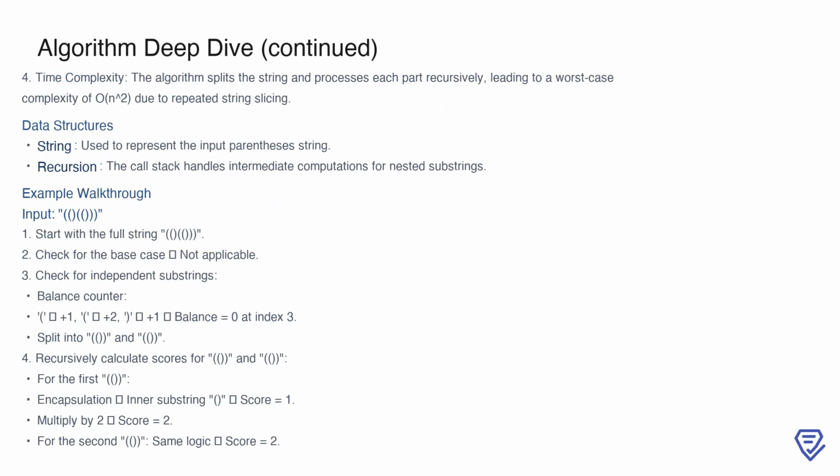While the recursive approach effectively solves the problem, we should also consider its efficiency. The algorithm involves splitting the string and processing each part recursively, which can lead to a worst-case time complexity of O(n²), due to repeated slicing operations. The main data structures involved are the input string itself and the recursion stack, which manages intermediate computations for nested substrings. To clarify how this works, let's walk through an example.